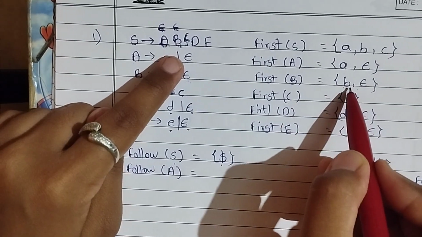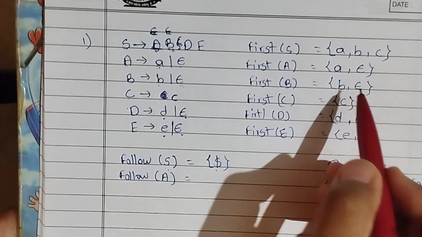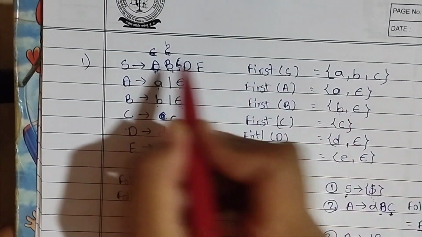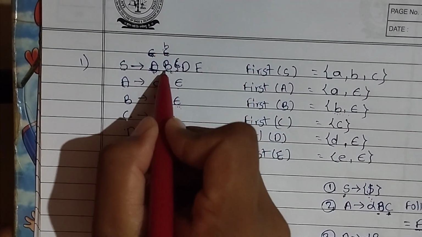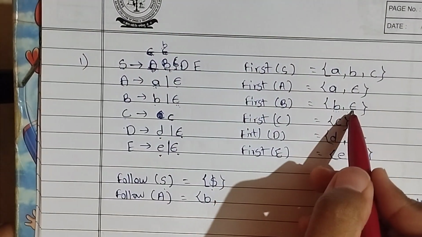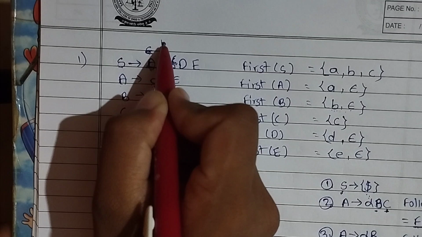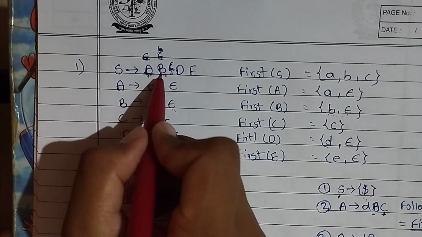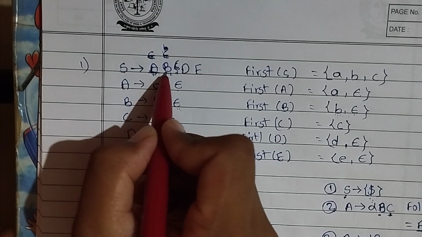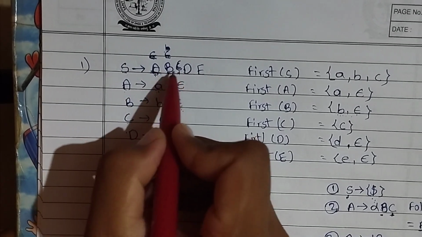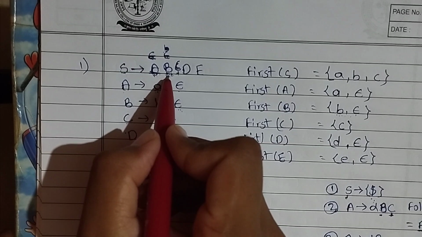First of B is small b and null. So the first time we write B for this B, since A is followed by B. The second time we put null. If we put null here, then A null C, and null means nothing is present. So now A is followed by C, because null means nothing is present.